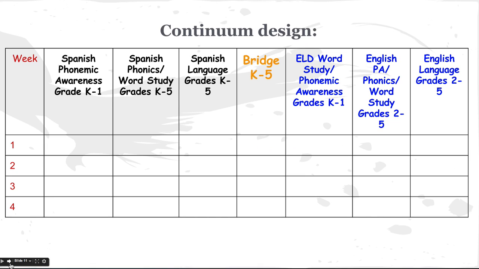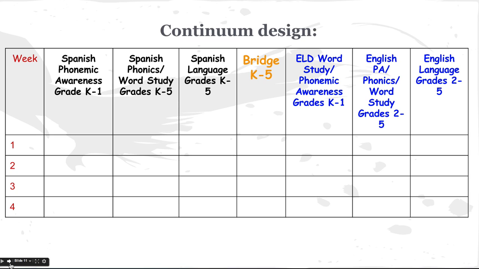The Continuum contains a month-by-month tab for Spanish phonemic awareness in grades K to 1. Spanish phonics and word study is included from kindergarten all the way to 5th grade. Spanish language is also from kindergarten to 5th grade. The bridge from Spanish to English is in kindergarten to 5th grade, and some bridges from English to Spanish are in 4th and 5th grade.